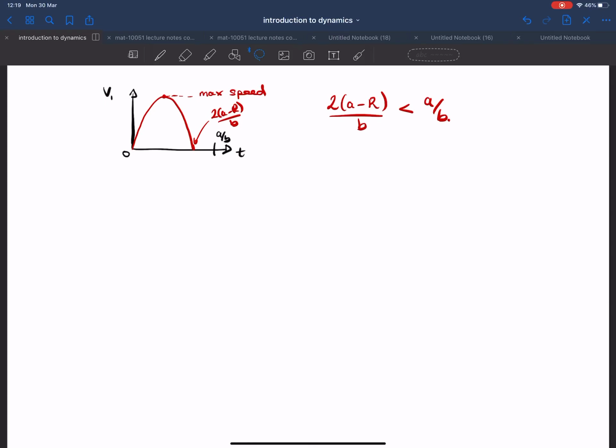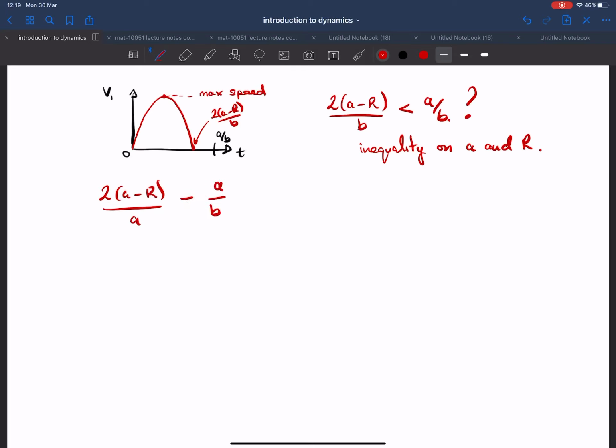We have this scenario and we would like to know if the train is indeed going to stop in the first time interval. We'd like to know the inequality on A and R. What we'll do is simply subtract one from the other and see when it's less than 0. Of course, I want A over B to be greater than the first term. So we do this, sorry, that is not right.